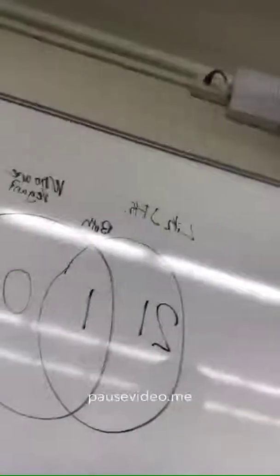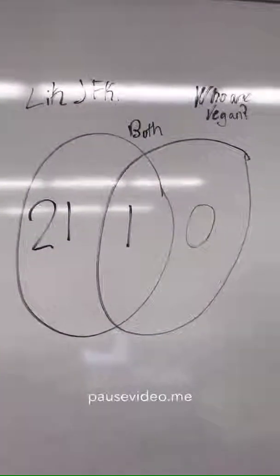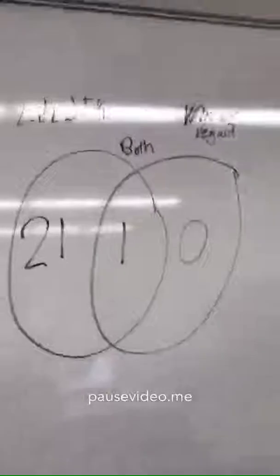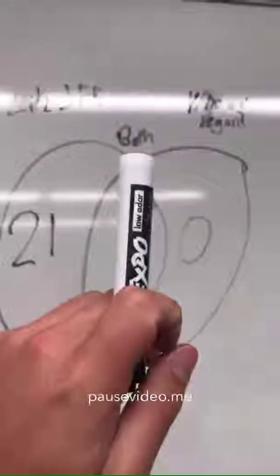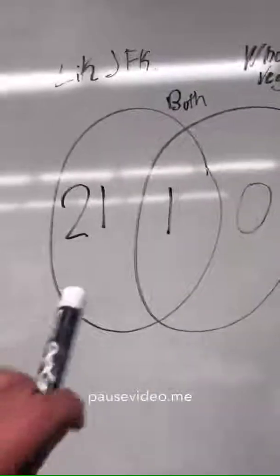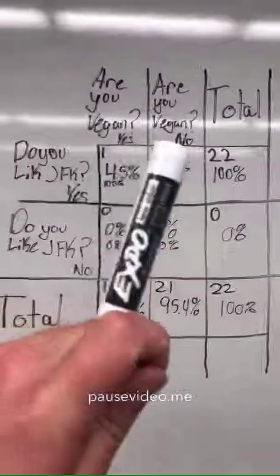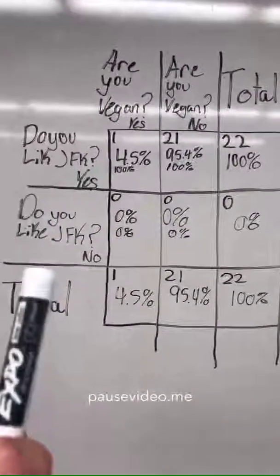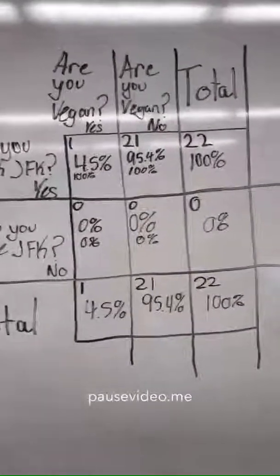Here's the finished product of the Venn diagram, showing the students who like JFK, the students who are vegan, and the students who are both. So you got the 21, the 1, and the 0. And then over here, I have my finished data set with vegan yes, vegan no, do you like JFK yes, and do you like JFK no, with all percentages and so on.